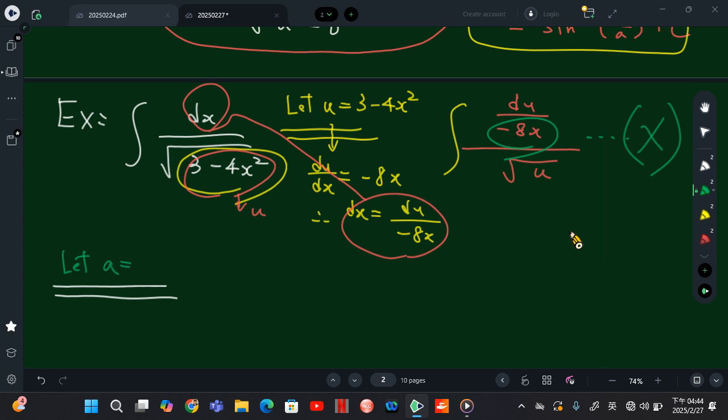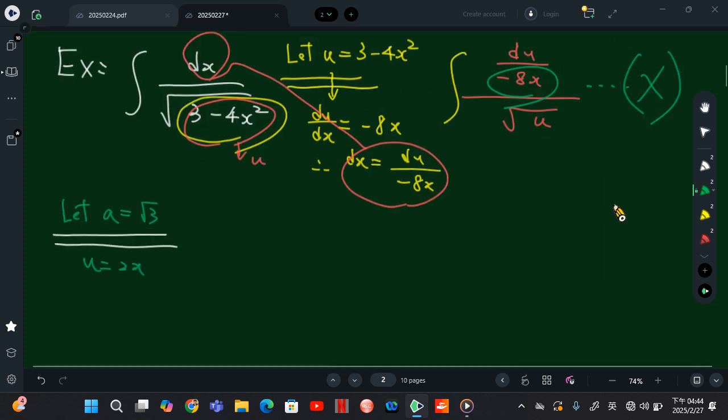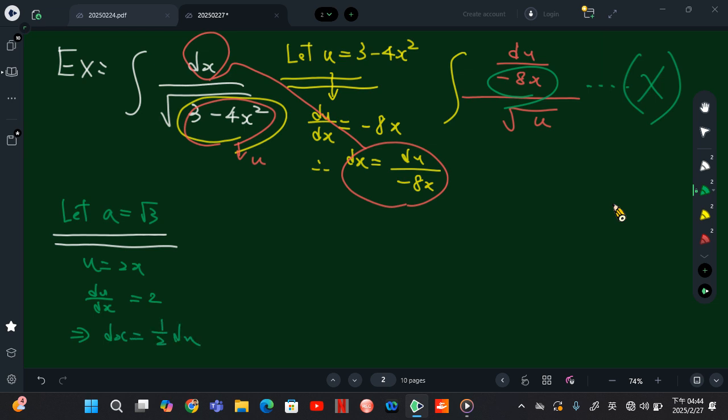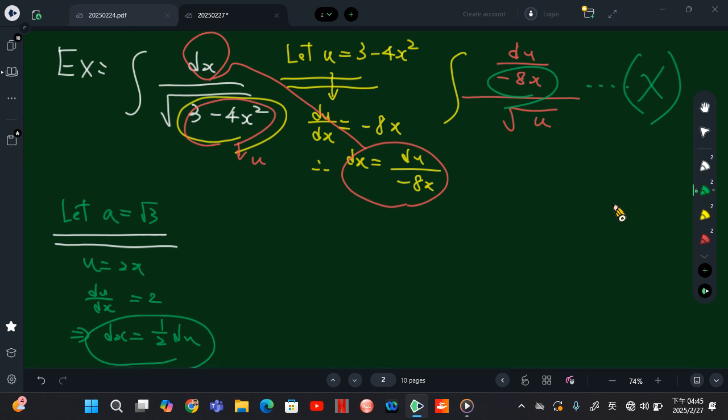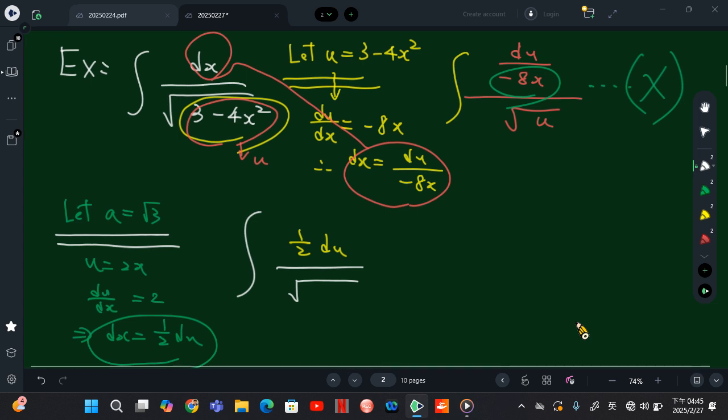just let a be equal to the square root of 3, then u could be 2x, because then we have du over dx is 2. Then we can have dx is equal to 1/2 du. So we can just use this one to replace dx. So then we have 1/2 du, right? Because here is dx. So I just use 1/2 du to replace dx. Okay, then we will have, since a is the square root of 3, a squared minus u squared.